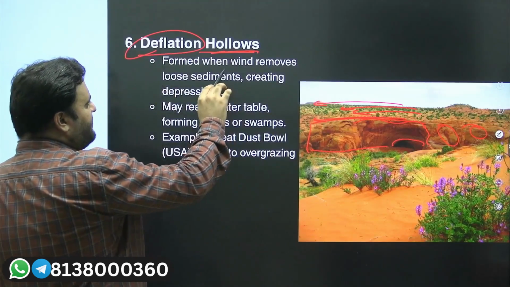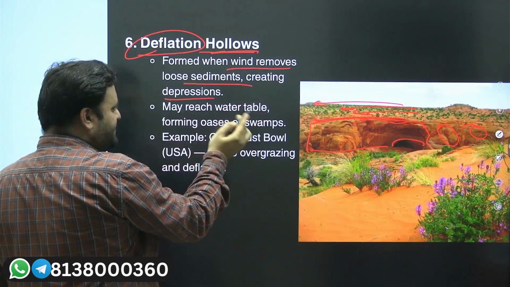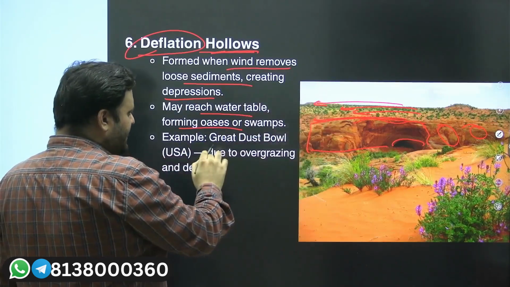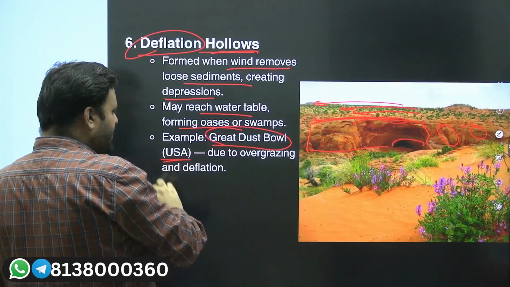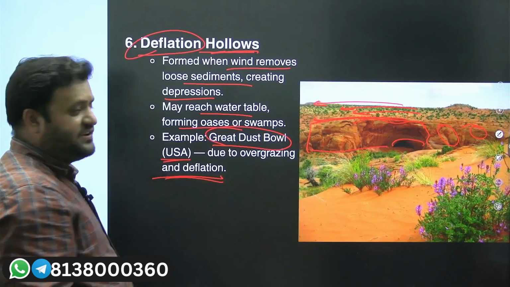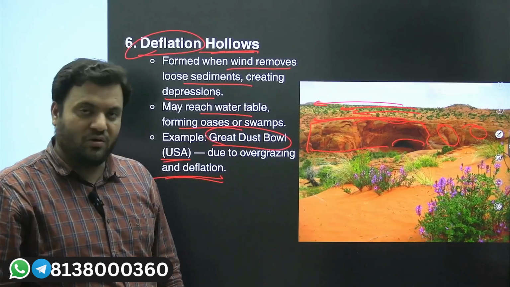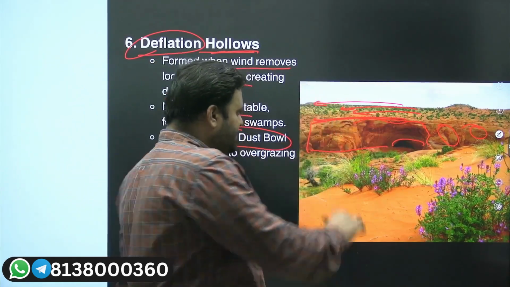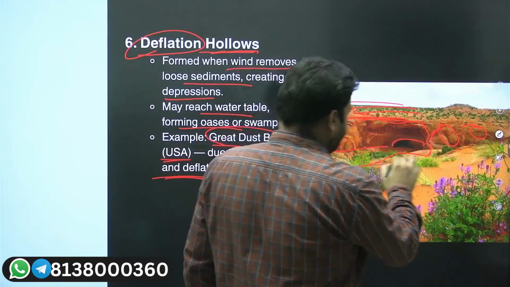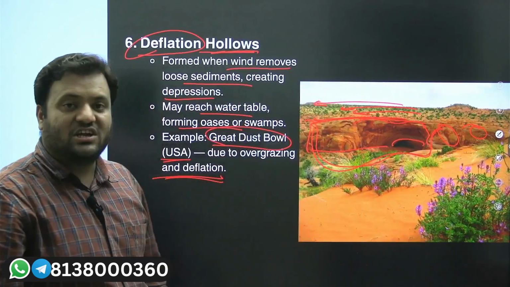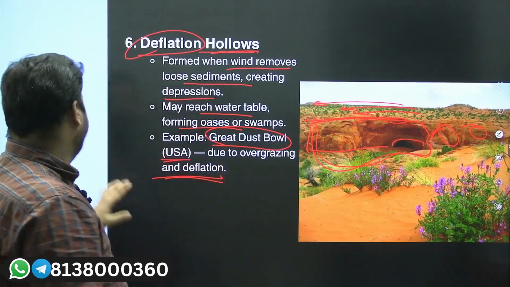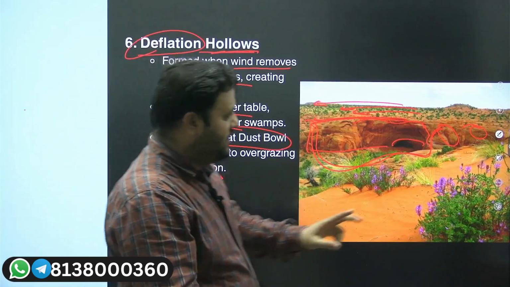They form when wind removes loose sediments, creating a depression. Now they may reach the water table. Sometimes, like the great Dust Bowl in the USA, which was subjected to intense deflation because of overgrazing, the vegetation was removed, and now there are depressions known as deflation hollows. That is because of the pure action of wind. There is a removal.